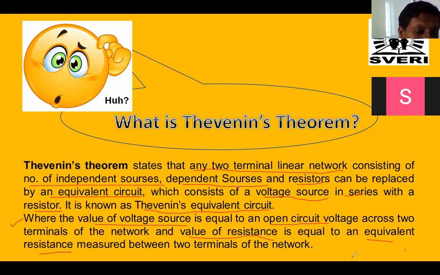Okay. Then the question is what? How to find out the value of voltage source VTH and how to find out the value of resistance RTH. So that is given in the second paragraph. The value of voltage source is equal to the open circuit voltage measured between two terminals of the network, and the value of resistance is equal to the equivalent resistance measured between two terminals of the network.